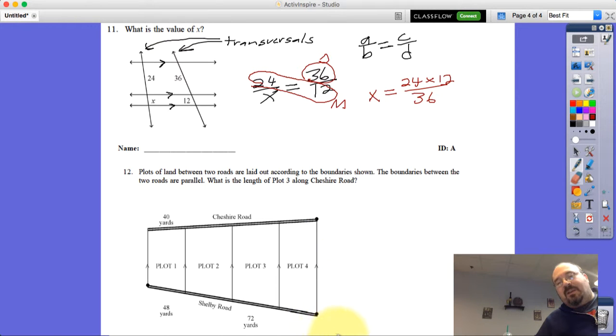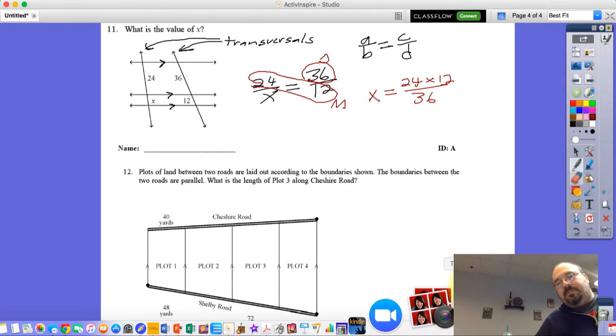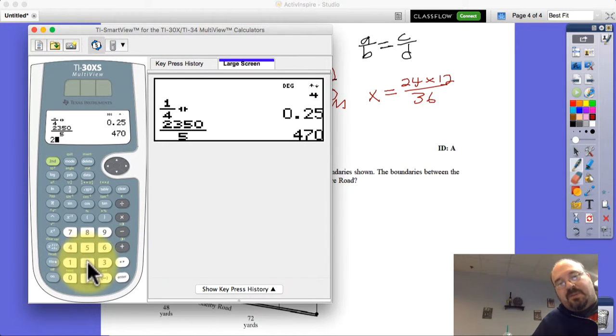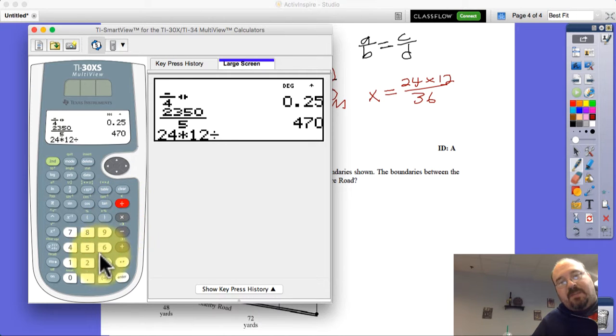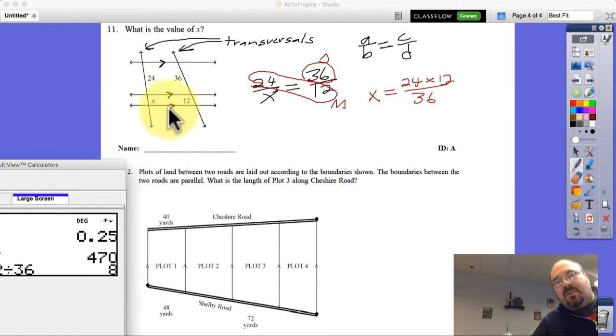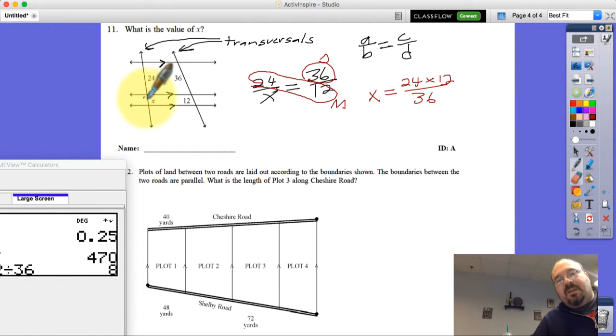So we'll put that in the calculator. I'm not even going to use the fraction button. I'm just going to do 24 times 12 divided by 36, and I end up with 8. So my final answer, what's this length, is 8.